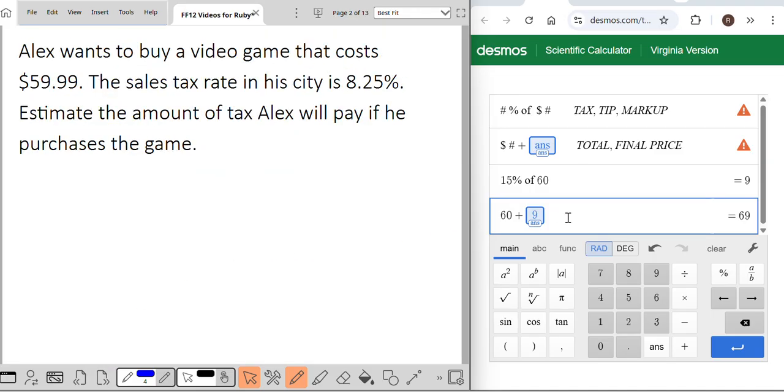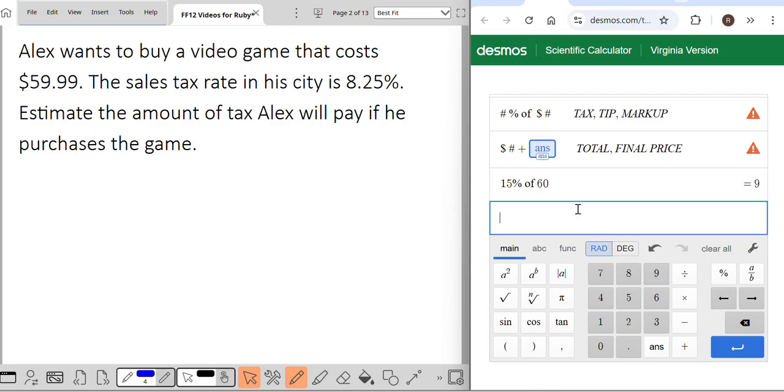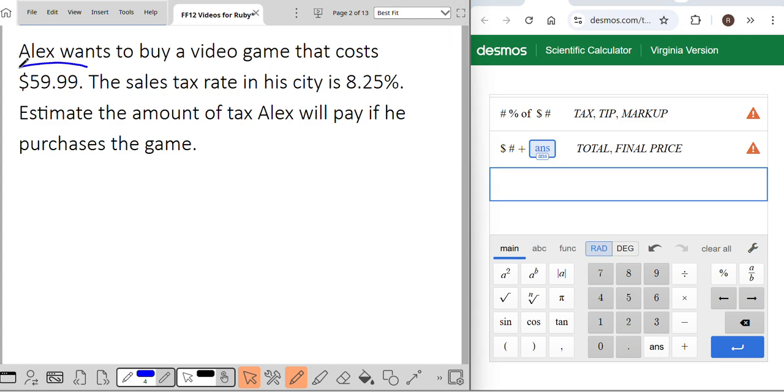This one says that Alex wants to buy a video game that costs $59.99. Okay. The sales tax rate, so the tax rate is 8.25%. There's that percent we're looking for. Estimate, so that means we're going to get close, but not exact, to the amount of tax, just tax, that Alex will pay if he purchases the game.